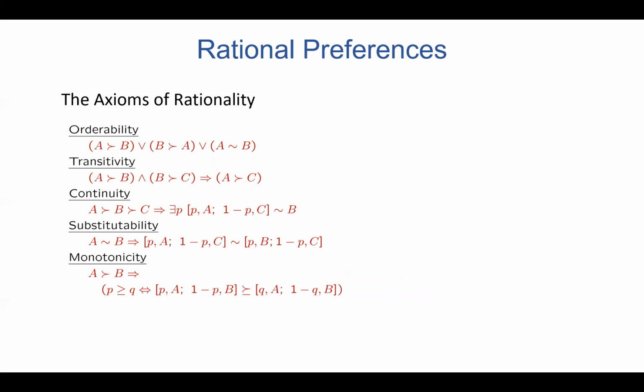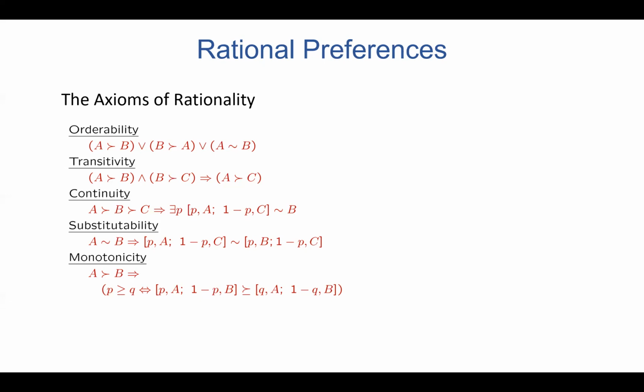So, axioms. Orderability: you say that if A is preferred over B, or B is preferred over A, or they have to be indifferent. Right? Because A and B are both equally likely or equally unlikely. No, it's an or sign. So if A is better than B, or B is better than A, then they have to be indifferent. We're talking about the orderability.